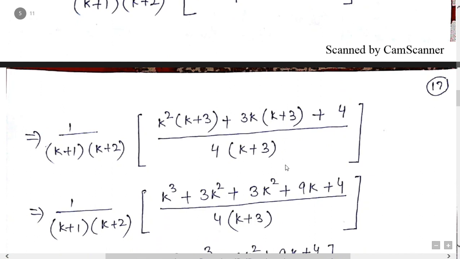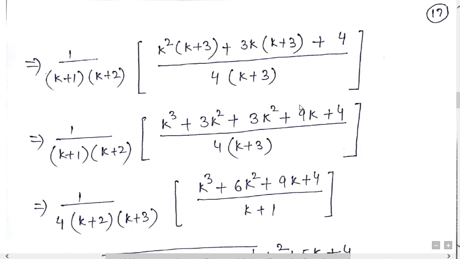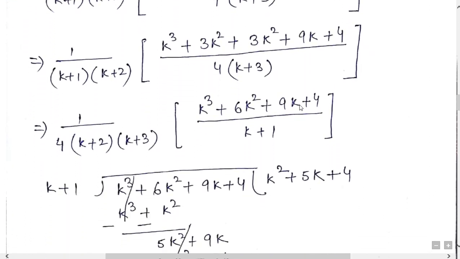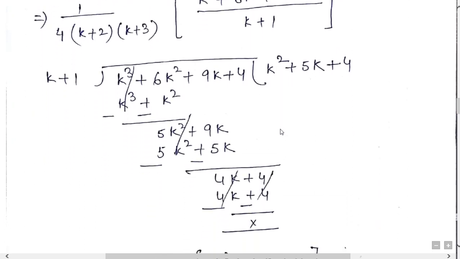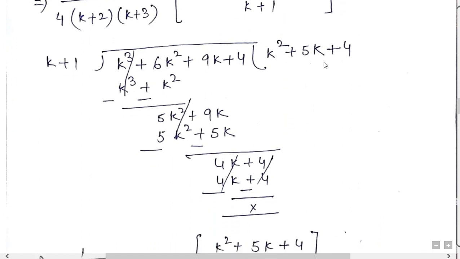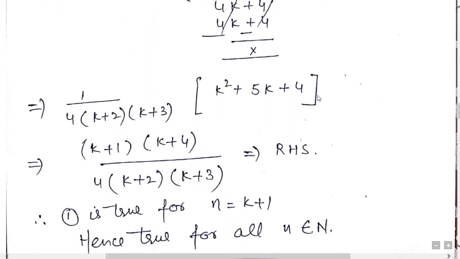Then take LCM, k square into k plus 3, 3k into k plus 3 plus 4 divided by 4 into k plus 3. Then multiply. Now divide by k plus 1 because k plus 1 is not required basically in the answer. That's why I divide the term by k plus 1. You can easily divide this value. The answer will be k square plus 5k plus 4. Then factorize it. After factorization, it will be k plus 1 and k plus 4. It will be the answer.